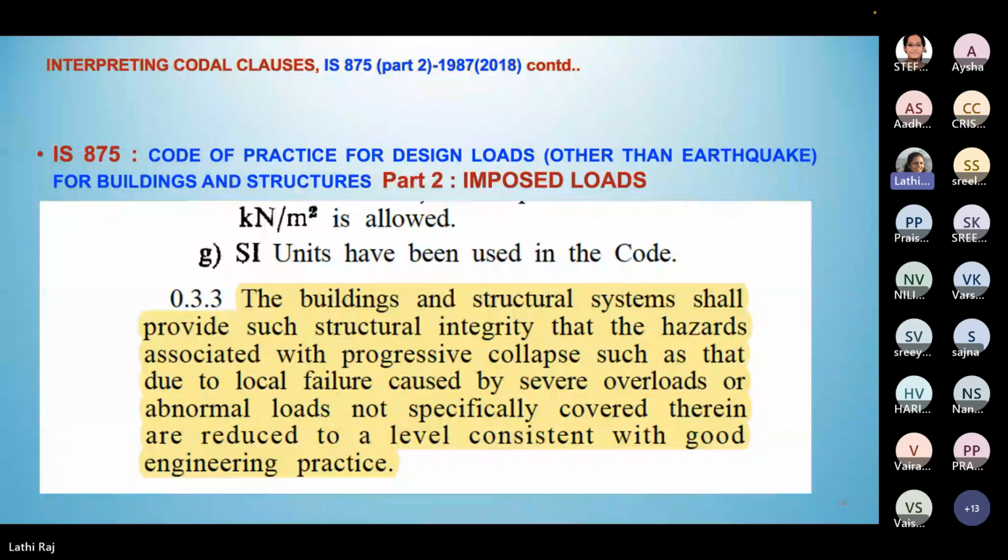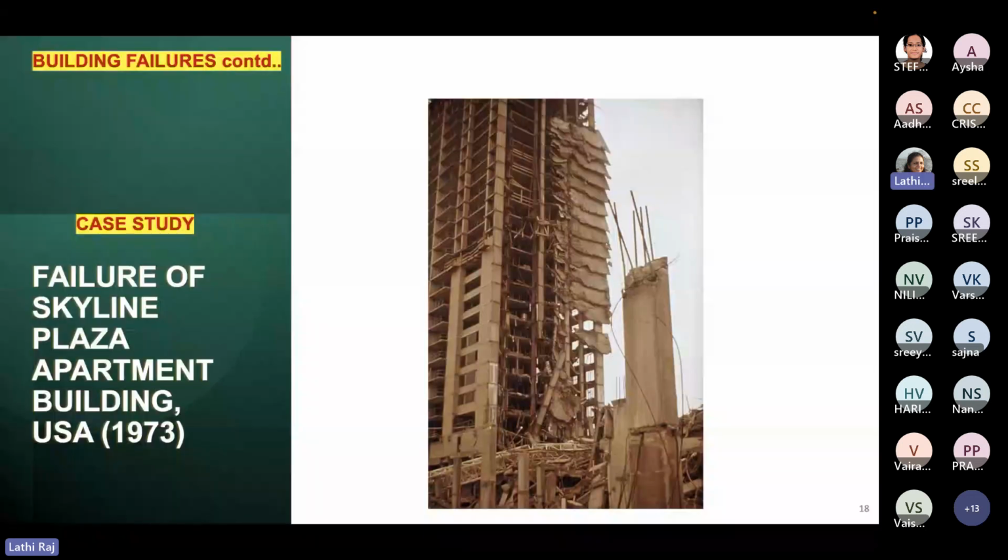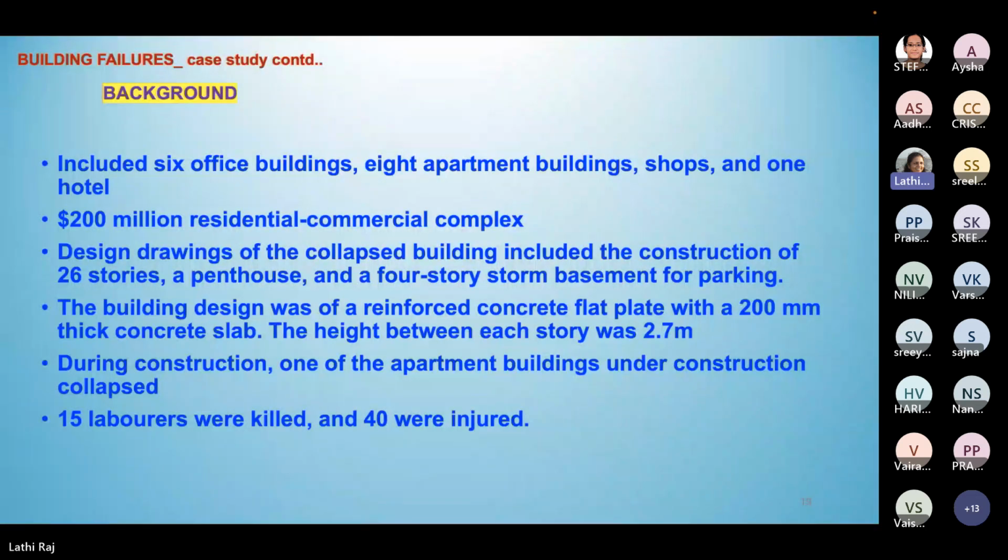So I right away go to the case study. This is a building failure which happened way back. It is the Skyline Plaza apartment building. The background was it included 6 office buildings, 8 apartment buildings, shops, and 1 hotel. So it was a $200 million residential commercial complex. The design drawings of the collapsed building included the construction of 26 stories, a penthouse, and a 4-story storm basement for parking.